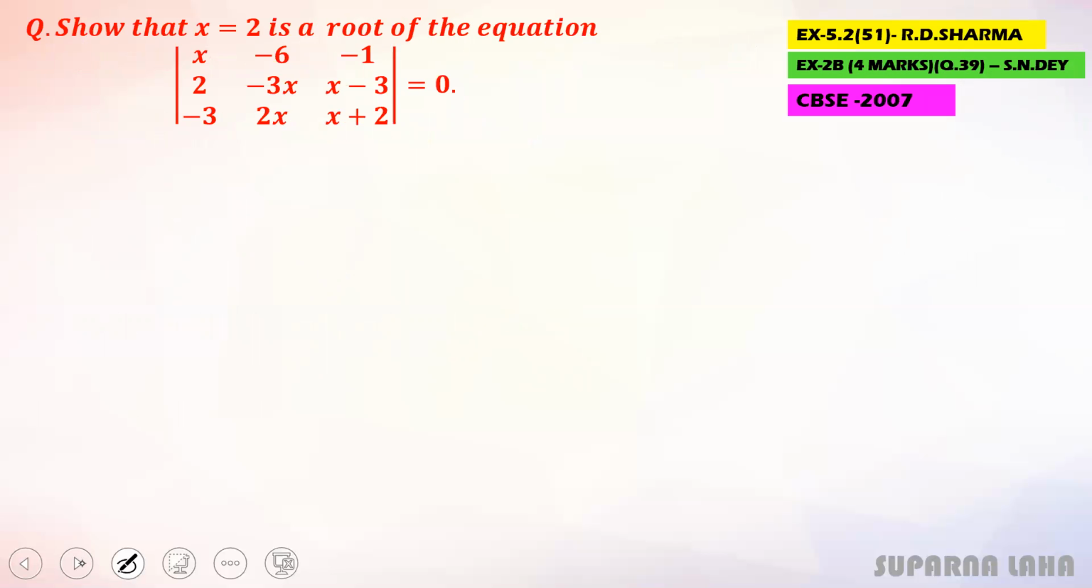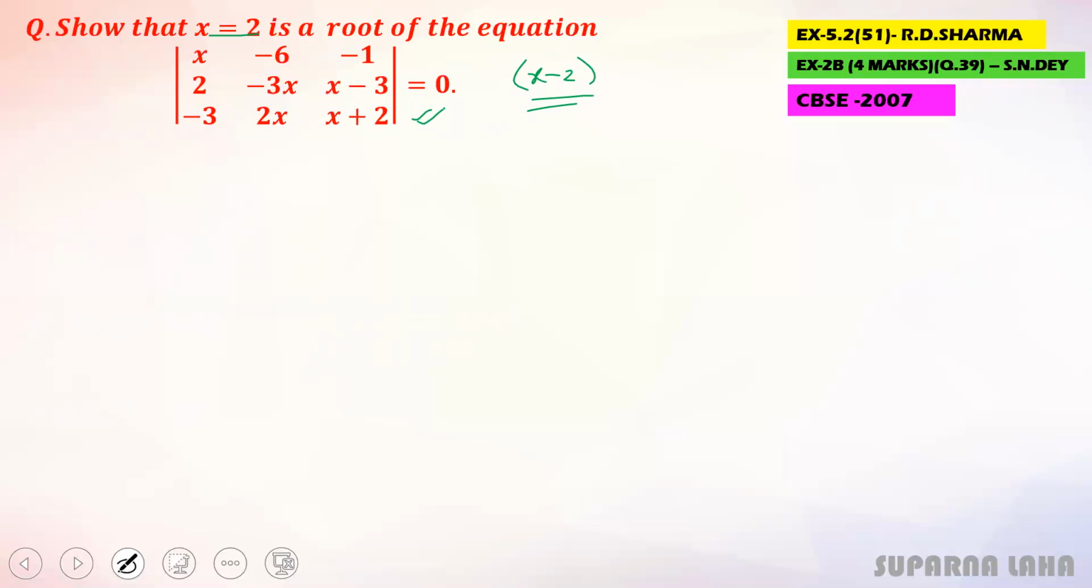Show that x is equal to 2 is a root of this equation. Just first go through the question. Here you don't need to solve the question, and you don't need to find all the values of x. Here it is just given that you need to find this factor, that is x minus 2 is 0, or the root x is equal to 2. So we just need to show that x minus 2 is a factor of this equation.